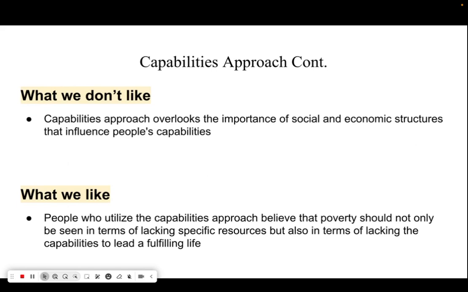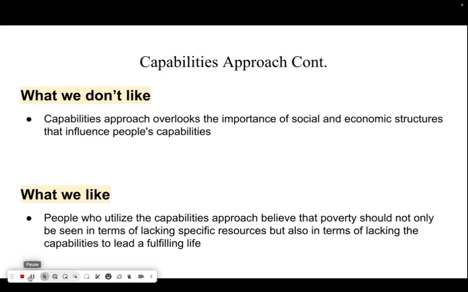So what we don't like about the capabilities approach is that it overlooks the importance of social and economic structures that influence people's capabilities. So, for example, access to healthcare can depend heavily on systemic issues such as affordability, availability of services, and discrimination, which can again impact quality of life.